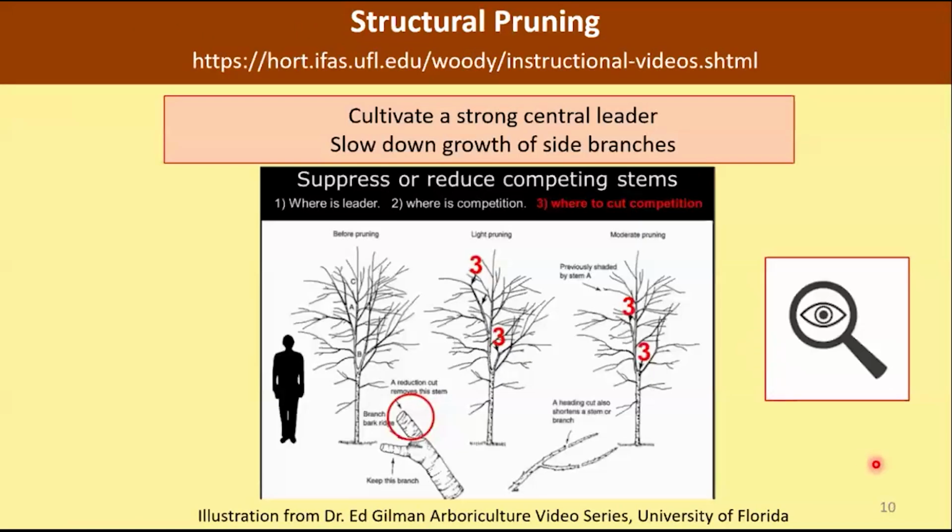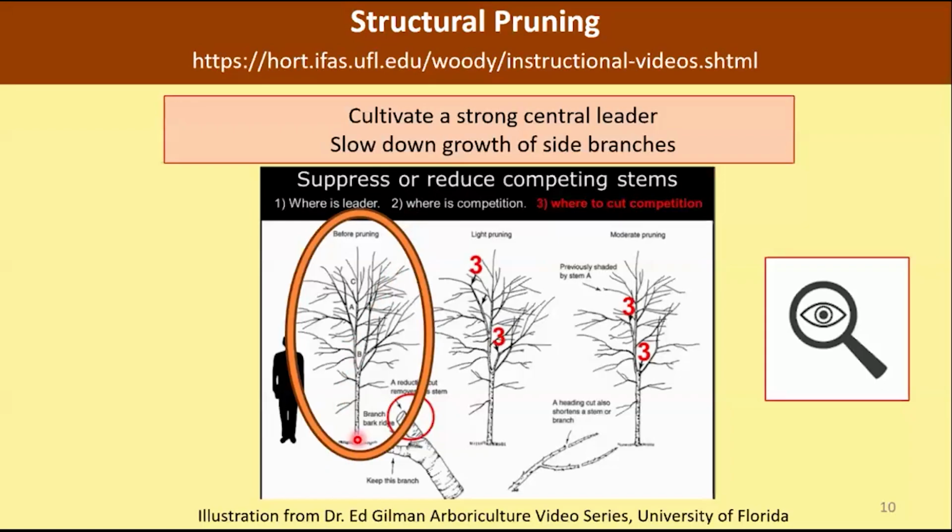Okay, so what do you do if you have structural problems? We do structural pruning. Structural pruning encourages a strong central leader and slows the growth of side branches. So let's look at this example and ask these three questions. Where's the leader? Where is the competition? And where to cut the competition?